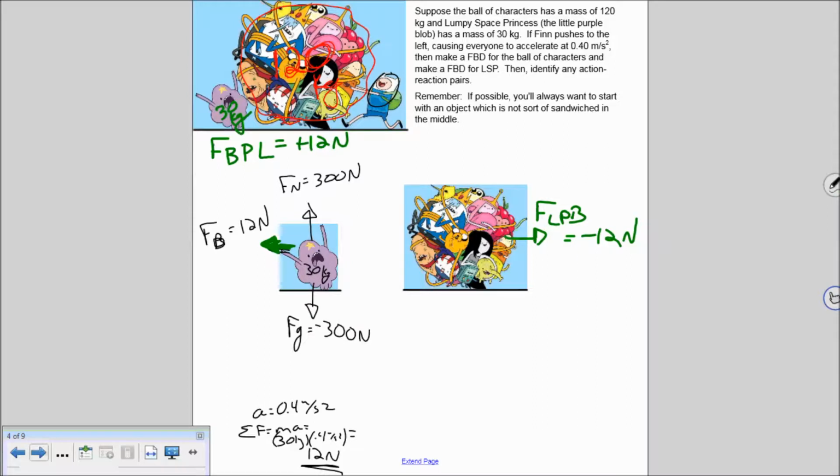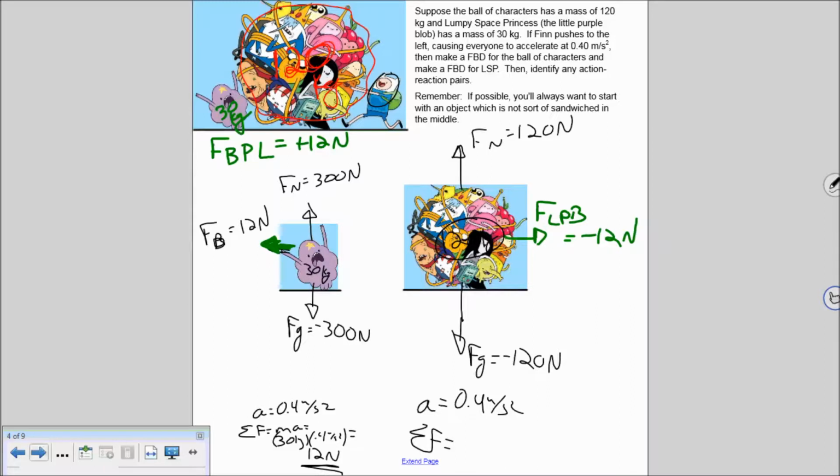Well, let's see. This is a 120 kilogram ball. Black is terrible, sorry. So that means that my force of gravity has got to be negative 120 newtons. Again, there's a normal force. Okay? And I know the acceleration is 0.4 meters per second squared, which means that my net force is going to be mass 120 times 0.4. So that gives me 48 newtons.